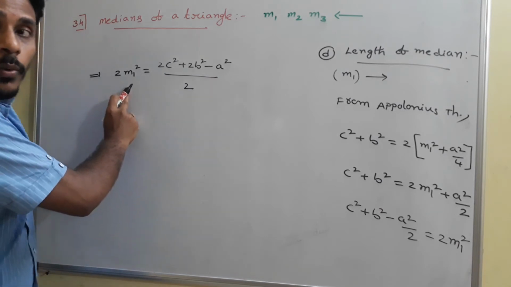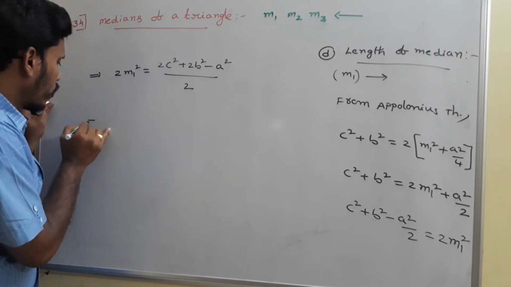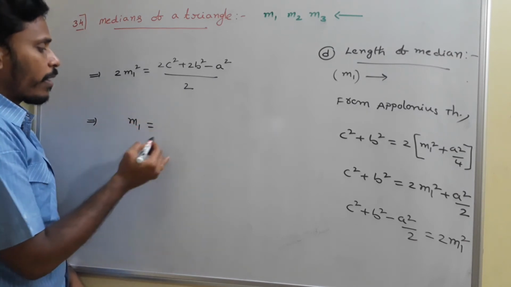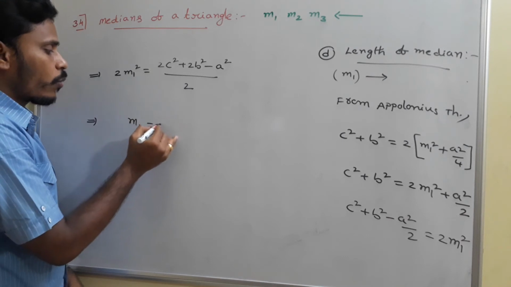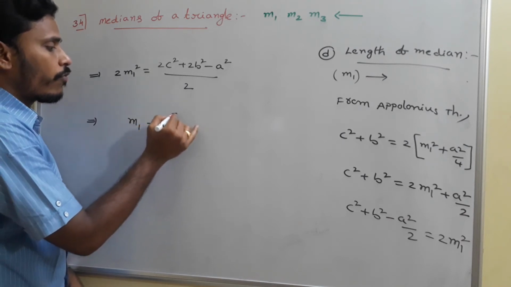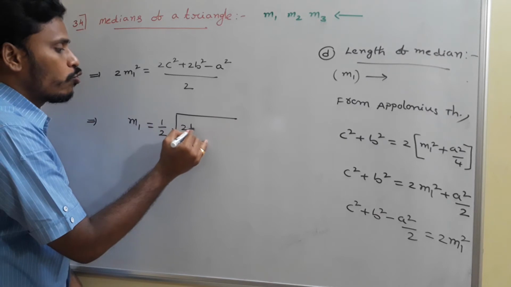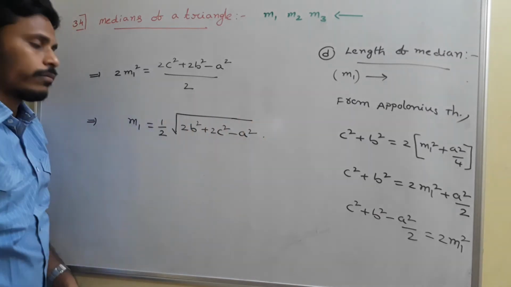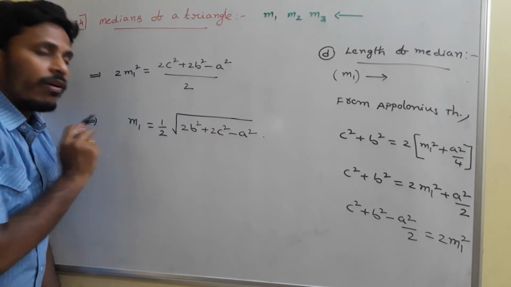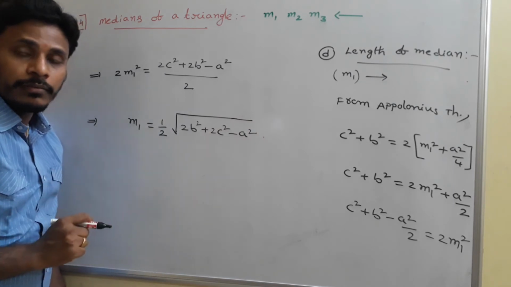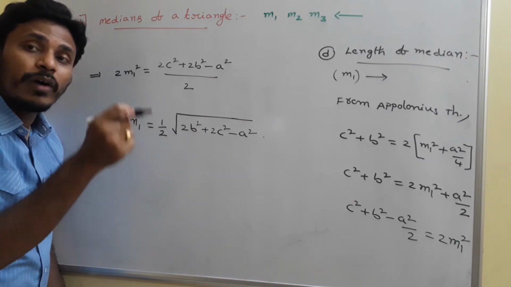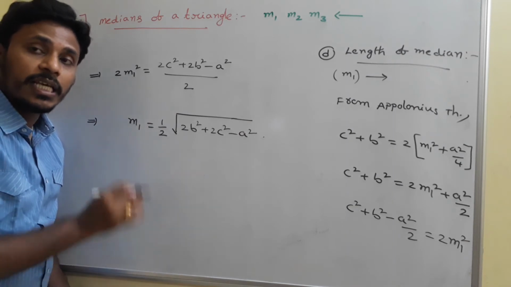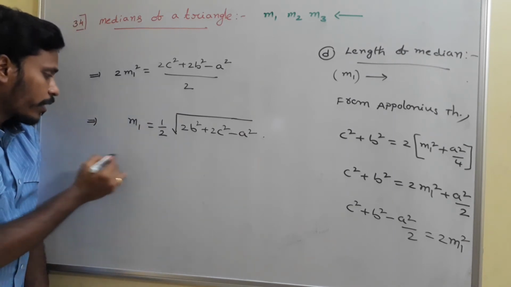Again, since I need m₁, not m₁², I take the root. So at the end, m₁ is equal to, after removing the square, half of the root of 2b² + 2c² − a². This is m₁, the length of the median passing through the vertex A, and its length is the root of 2b² + 2c² − a², halved. Similarly, you can find m₂ also.